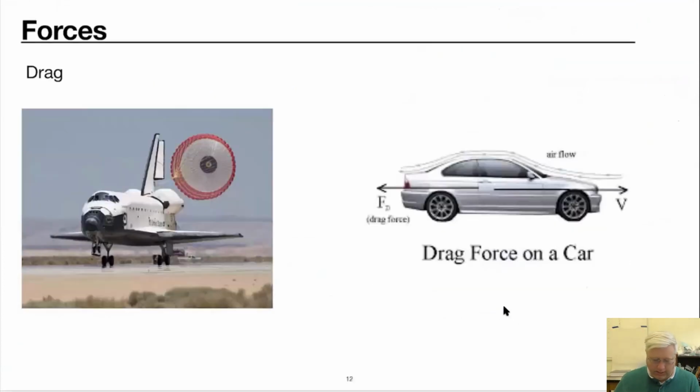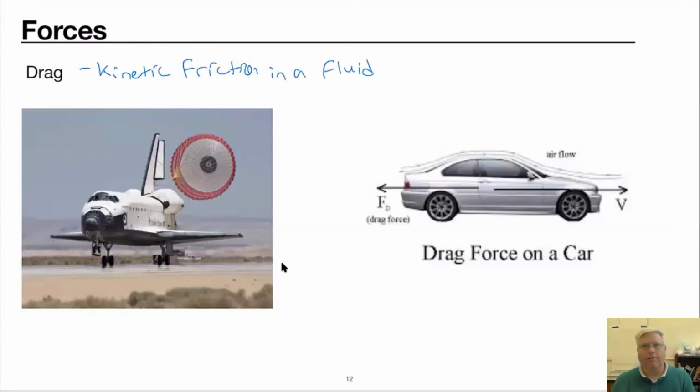Another type that I just want to introduce you to, because I think one of the homework questions talks about it, is drag. And drag is essentially kinetic friction in a fluid. And a fluid is anything that flows. It doesn't necessarily have to be a liquid. Things that flow are liquids and gases, like air. So air is a fluid. And so we have this friction.